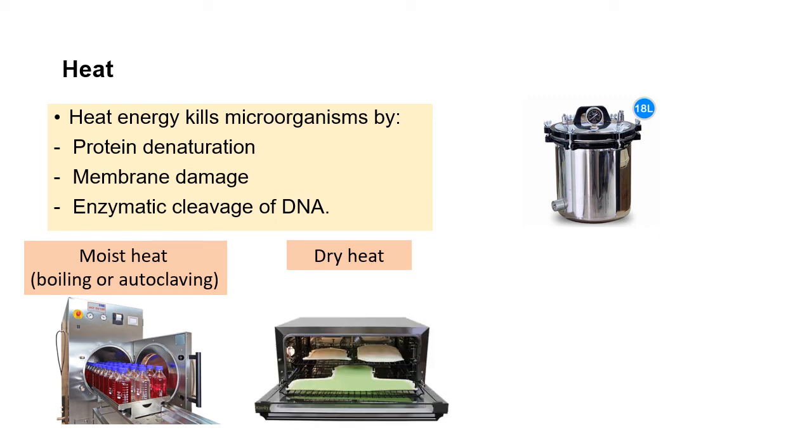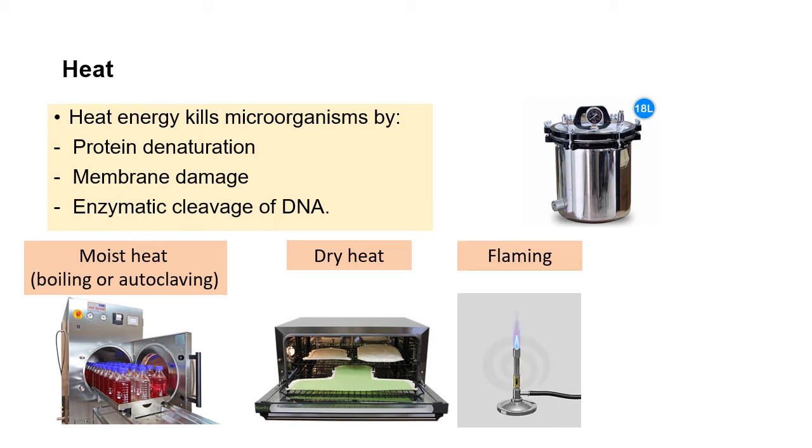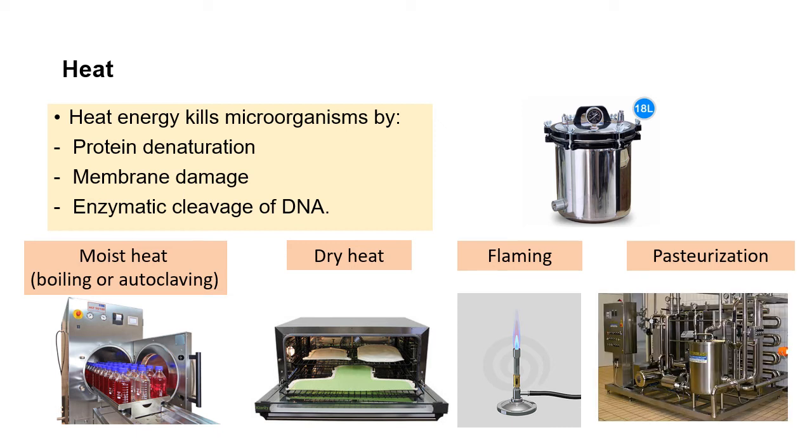There is also dry heat, so it's the same, but here we don't have water boiling. It's just the mechanical dry heat that is produced in the air of the oven. And there's flaming. This is what we use in the lab every day. When we work on the bench, we use this type of Bunsen burner. And fourth is pasteurization. I'm not sure whether you are familiar with Louis Pasteur, who invented this technique. We use pasteurization for sterilization of liquids like milk, for example.